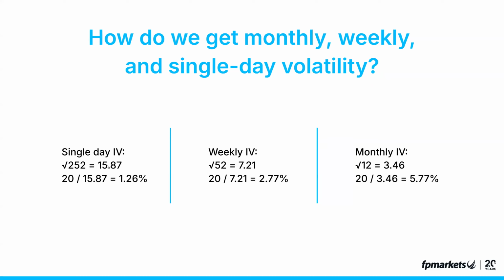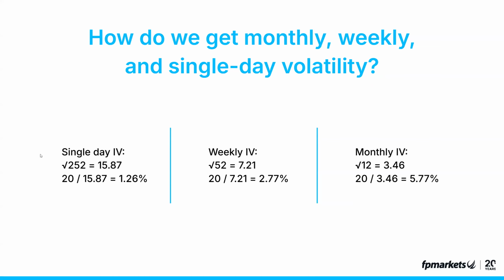And then we divide the annualized value, which is 20, by the square root of 252, which is 15.87. And that gives you a 1.26% single day IV. So based on an annualized value of the VIX at 20%, we have an expected single day IV of 1.26% either to the upside or to the downside.